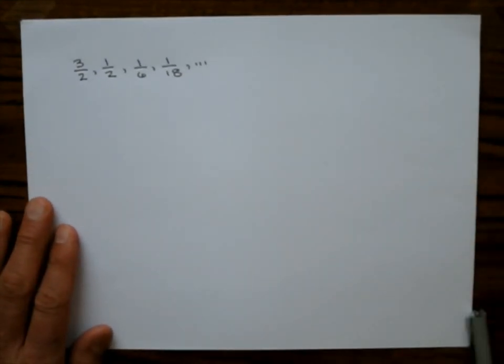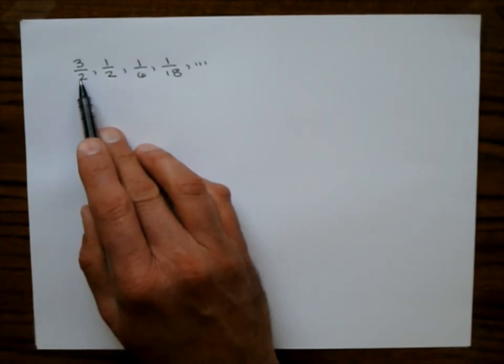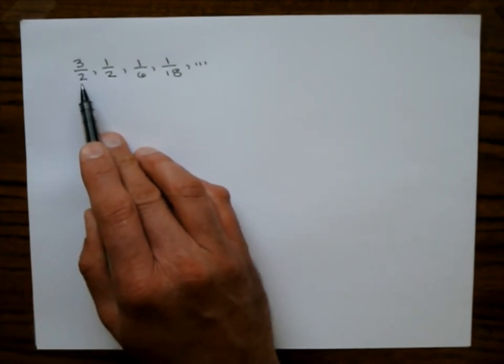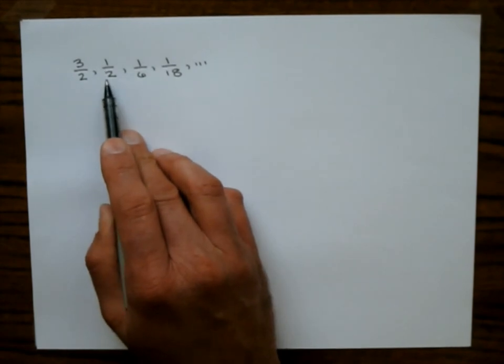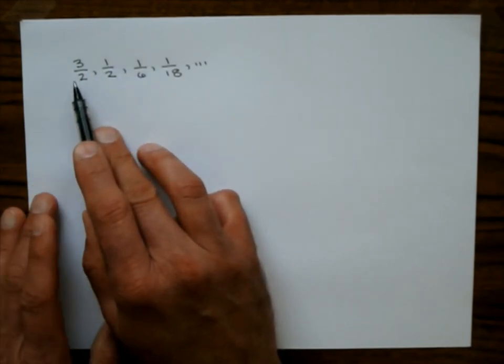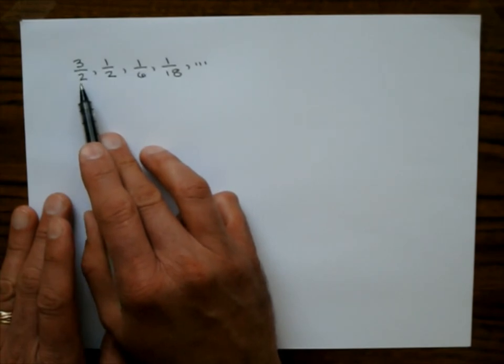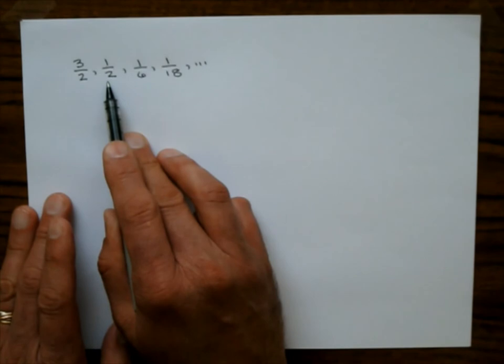So look at that. I have some fractions there. So it looks like I could be subtracting 1. Let's see, 3 halves minus 2 halves gives me 1 half. And then if I subtract 1 again, I should be at negative 1 half. Oh, it's not arithmetic. Is it geometric? Let's see. What can I multiply by 3 halves to get 1 half?